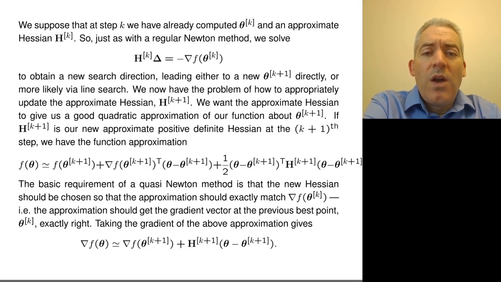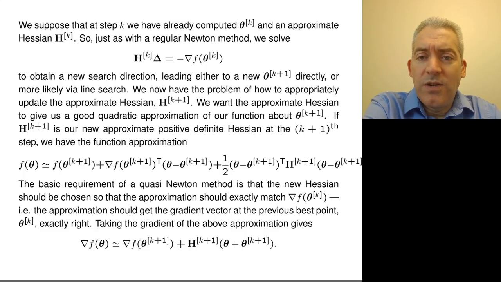And so if we've got this new Hessian, then that's giving us a quadratic approximation to the function at step k plus 1, i.e. it's going to give us a quadratic approximation of the function about the point theta k plus 1. So if we just write down Taylor's theorem to second order, we get the usual Taylor series expansion, where we've got the function evaluation at k plus 1, we've got the gradient at k plus 1 in a linear term, and we've got a quadratic term involving this new Hessian.